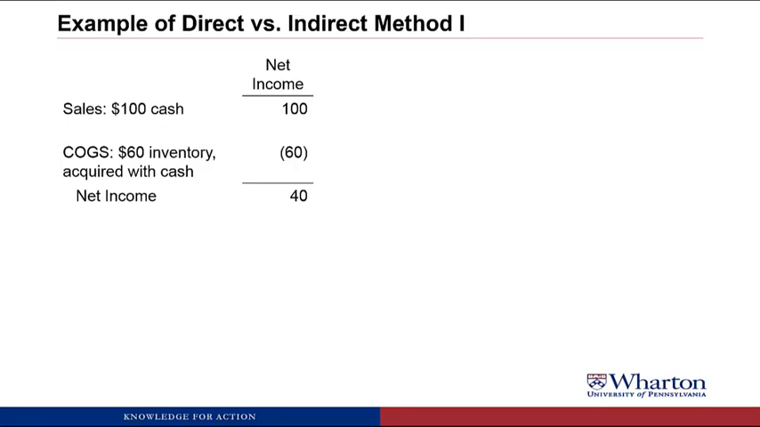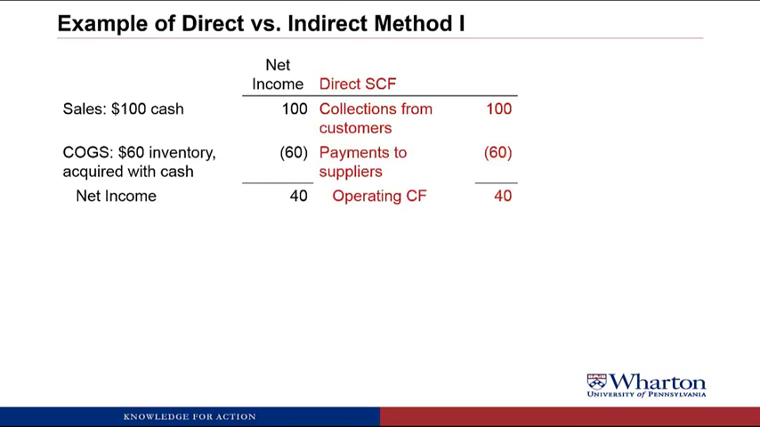Their cost of goods sold were $60, again, all in cash. So they bought $60 of inventory with cash and sold it all during the period. And so they end up with net income of $40. Under the direct method, we would have cash collections from customers of $100, cash payments to suppliers of $60, which gives us an operating cash flow of $40. In this case, the operating cash flow is exactly the same as net income because everything the company did was in cash.